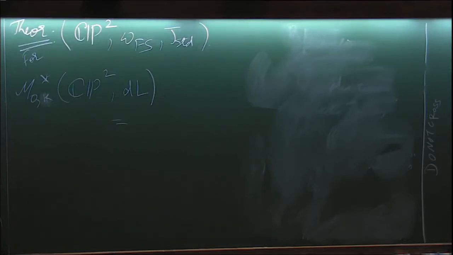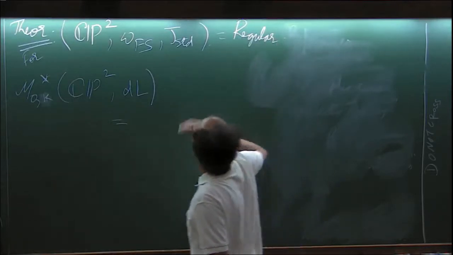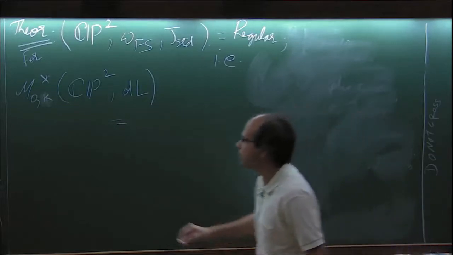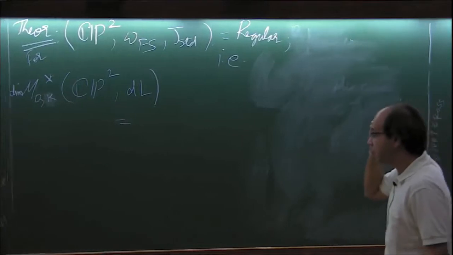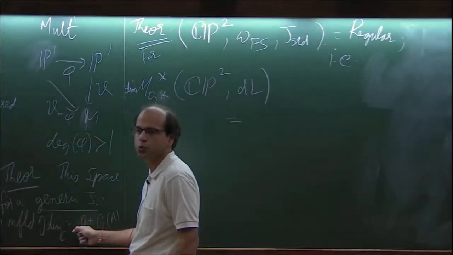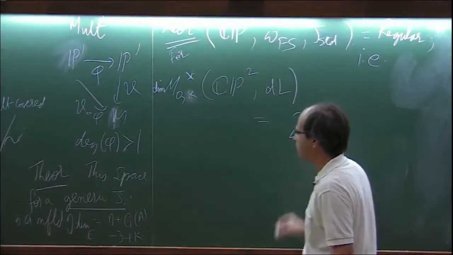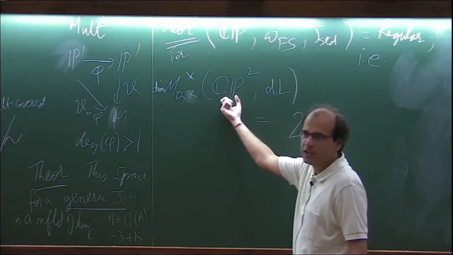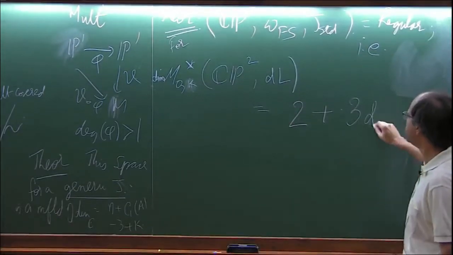Let me first compute the dimension of this moduli space, which is what this predicts. So what is n here? n is 2, the complex dimension of this manifold, plus whatever c1 of A is. What is c1 of A? You have to know the Chern classes of CP2. So this will be 3 times d.